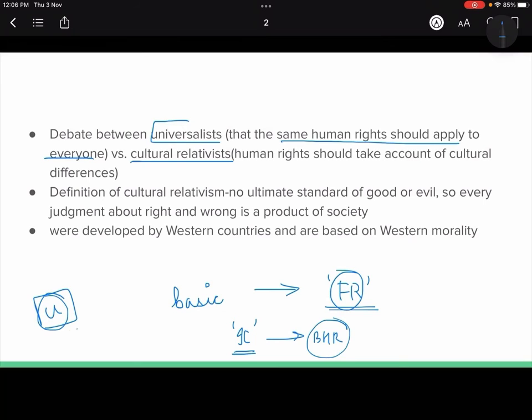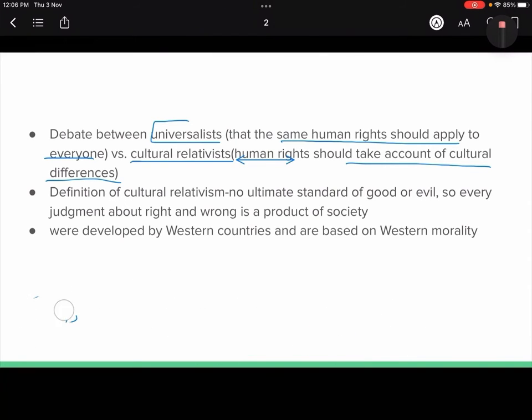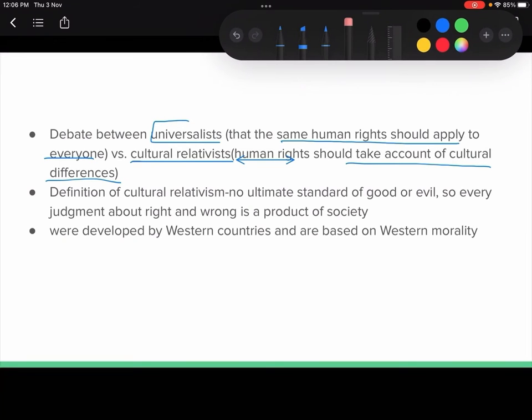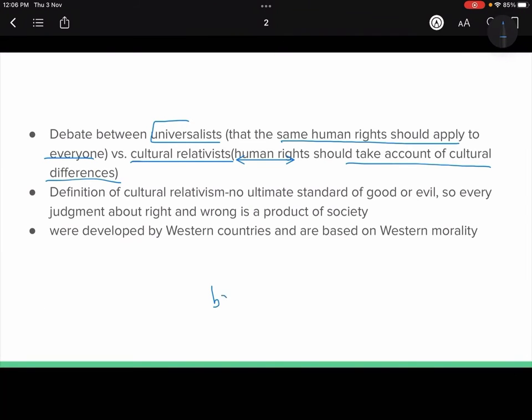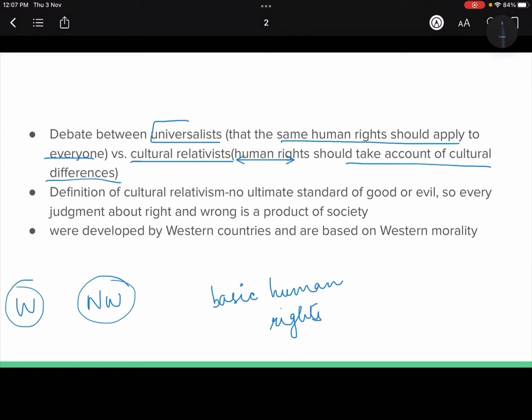But then cultural relativists critique them, saying that okay, human rights should be available to all, but it should take into account the cultural differences. That means you cannot make a very scientific basis on how you are going to categorize this. What are basic human rights? How are you going to categorize it? Because if we just take Western and Eastern ideology, it is very different to each other. Western and non-Western or Eastern ideologies are very, very different to each other.